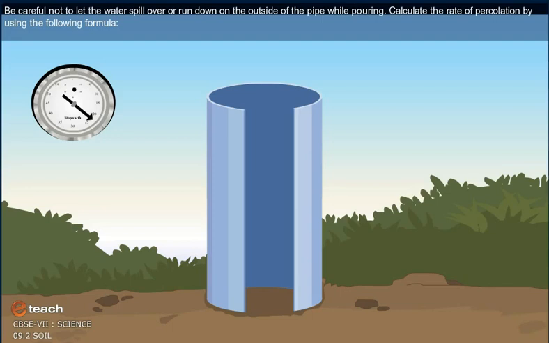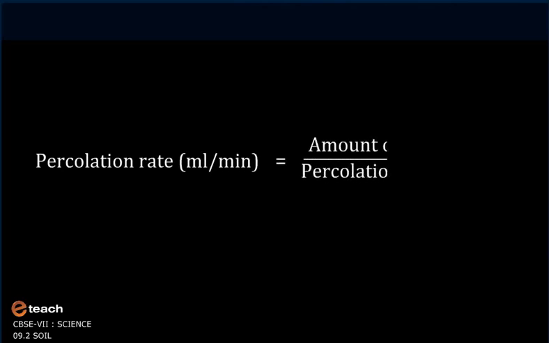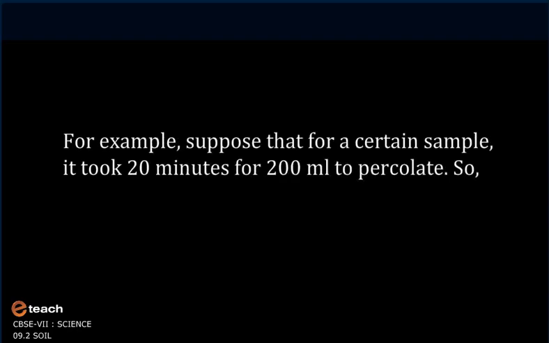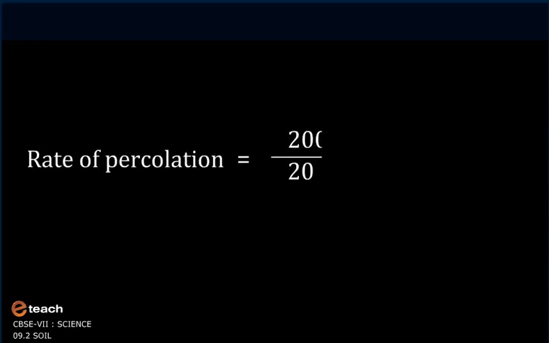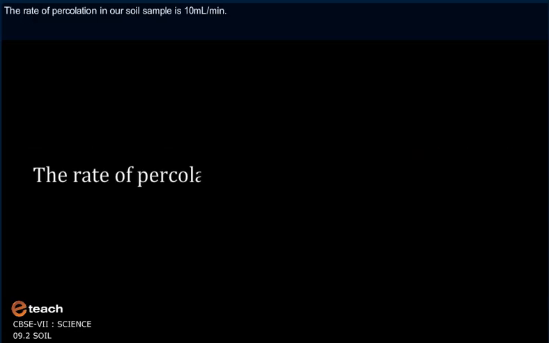Calculate the rate of percolation by using the following formula. Percolation rate in ml per minute is equal to amount of water in ml upon percolation time in minutes. For example, suppose that for a certain sample, it took 20 minutes for 200 ml to percolate. So, rate of percolation is equal to 200 ml upon 20 minutes, which is equal to 10 ml per minute. The rate of percolation in our soil is 10 ml per minute.